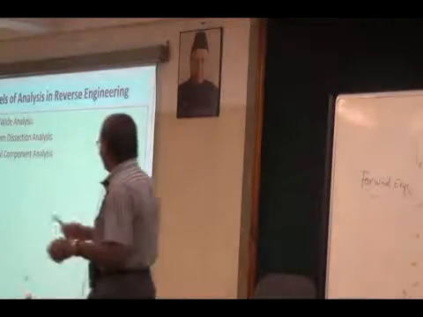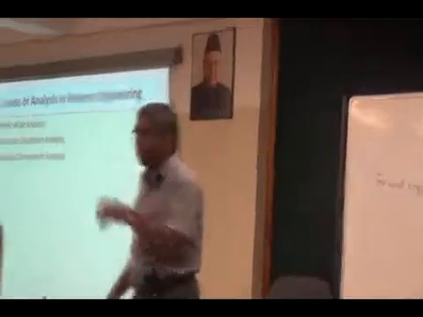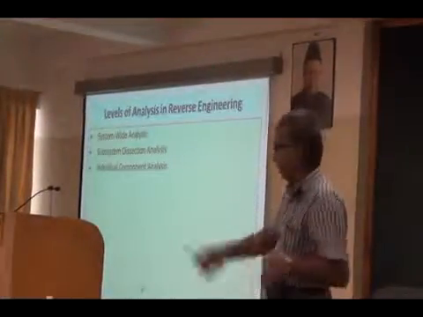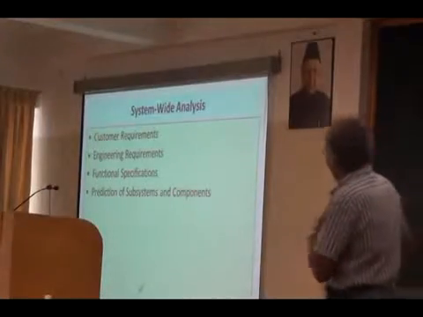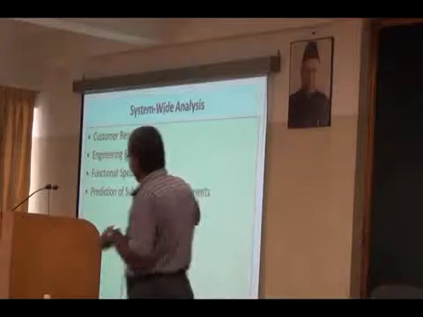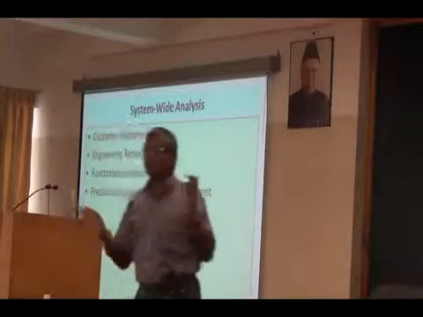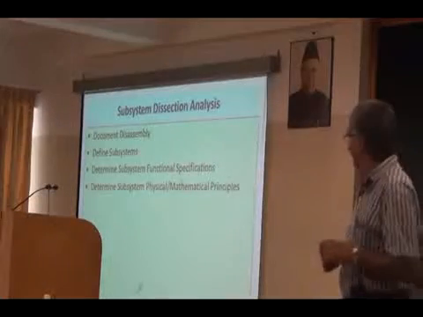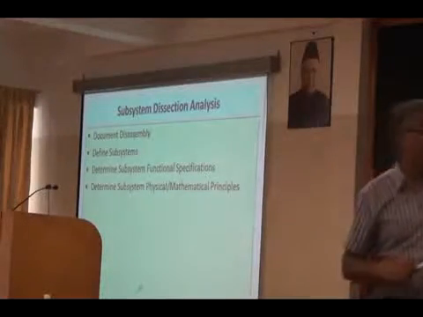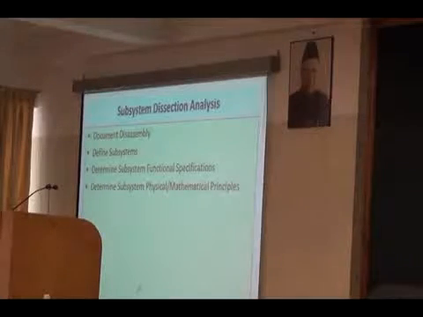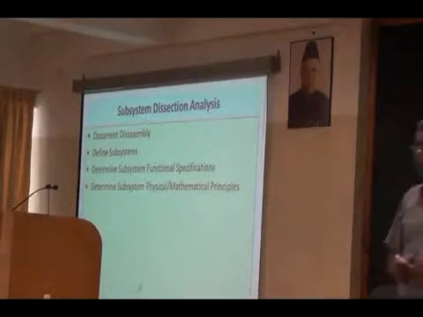Okay, levels: system-wide, subsystem, dissection, and individual component. You can do it at a system level, an assembly, sub-assembly, or a part level. Next one. In the system-wide level, you start with the customer requirement, engineering requirement, functional specification, prediction of subsystems and components. This is what we do at the system level. Next slide. Subsystem level, you have to document the disassembly, define the subsystem, subsystem functional spec, determine physical and mathematical principles.